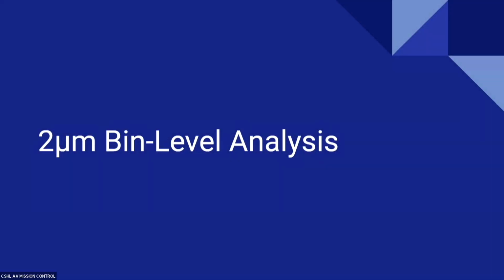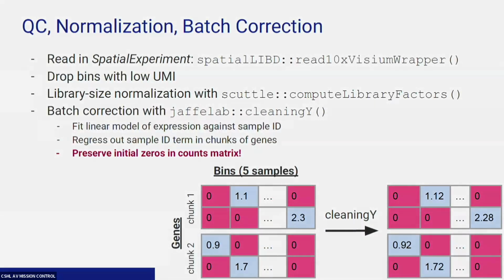But for certain analyses, you do want the full resolution, and you can really benefit from that 2 micron scale. In terms of working with the data at the 2 micron size, the QC and normalization is very similar. We still use functions from spatialLIBD and scuttle.